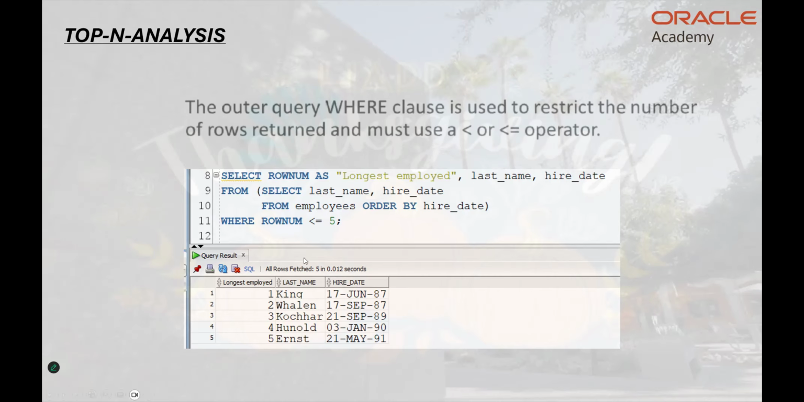So yeah, this is explaining the same query. We see order by and restricting the rows. Does that make sense to everyone?